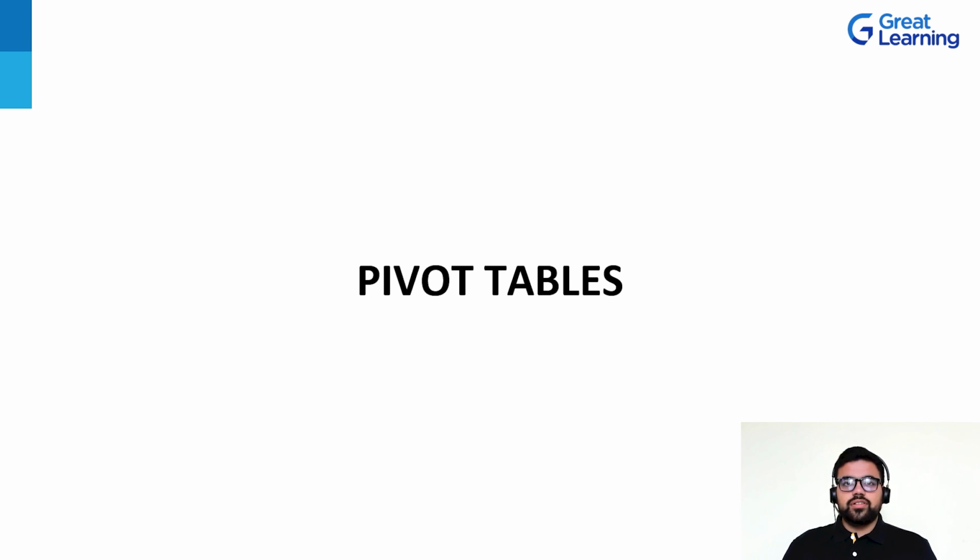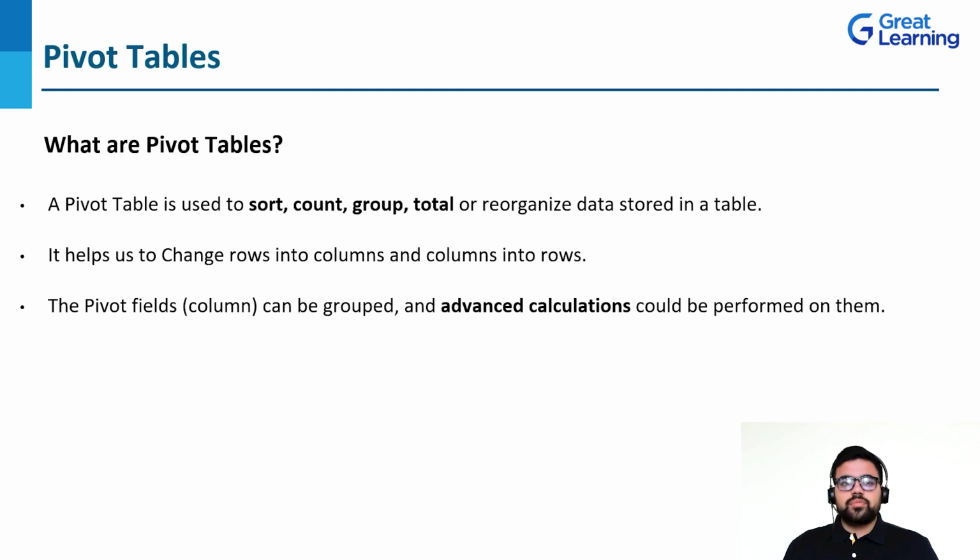Next is pivot tables. So what are pivot tables? Pivot tables are used to sort, count, group, total, or reorganize stored data in a table. Now you would ask me, what is the difference between a normal table and a pivot table? A pivot table can categorize rows and columns into different sections that you would need to do.